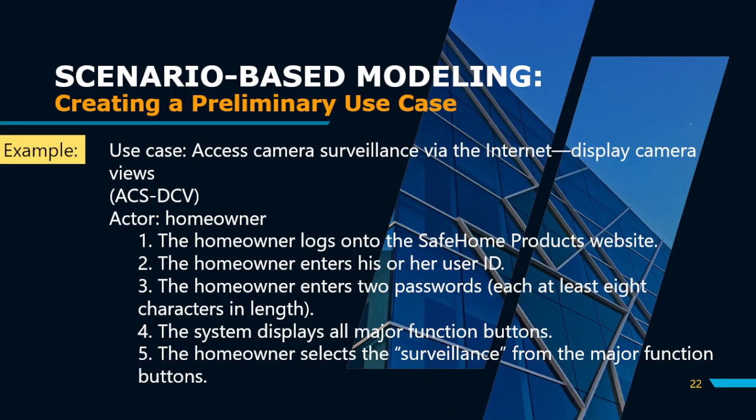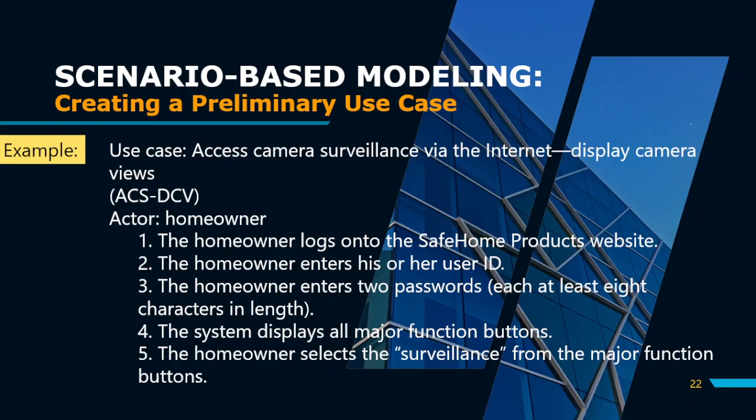Okay, so with the help of these functions, we can write a use case like this. The use case title would be "Access camera surveillance via the internet, display camera views," ACS-DCV in short. Here we need to mention the actor, and the actor here is the homeowner.